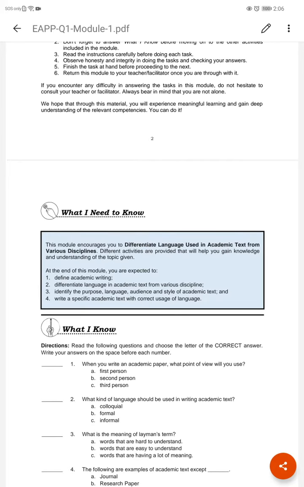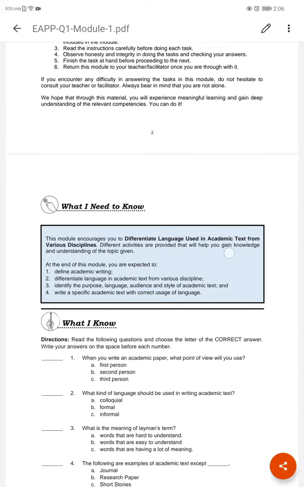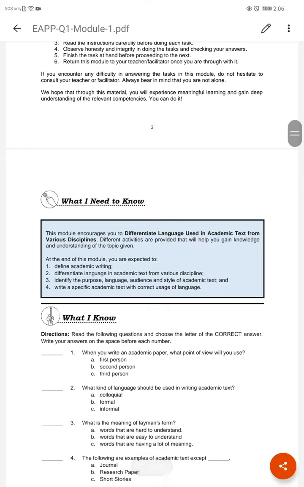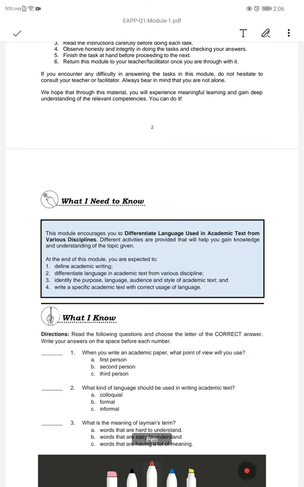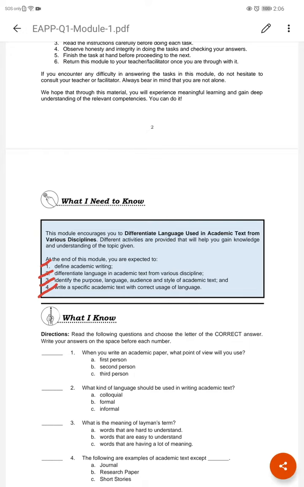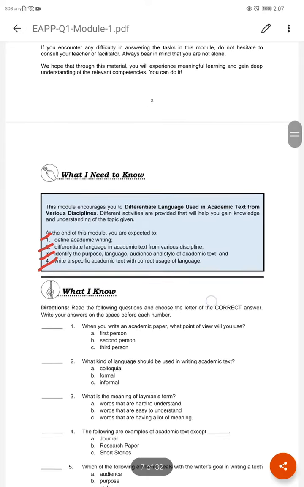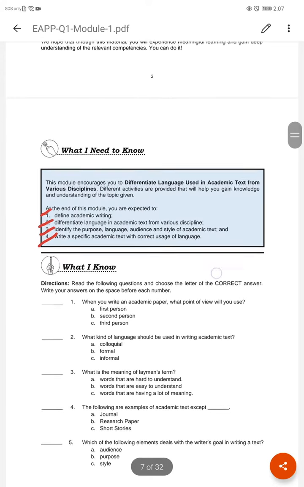At the end of this module, you are expected to first define academic writing; differentiate language in academic text from various disciplines; identify the purpose, language, audience, and style of academic text; and write a specific academic text with correct usage of language. So all these are what we are expecting to learn in this module.